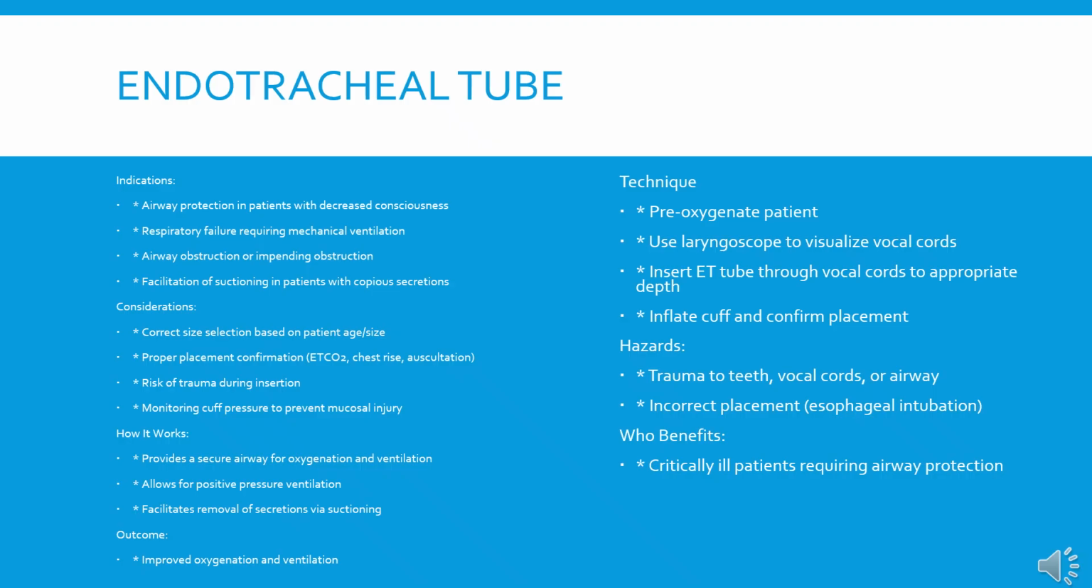How it works is provides secure airway for oxygen and ventilation, allows for positive pressure ventilation. Outcome: improved oxygenation and ventilation. In technique, you want to pre-oxygenate the patient, use the laryngoscope to visualize vocal cords, insert ET tube through vocal cords to appropriate depth, and then inflate cuff to confirm placement. A couple hazards you want to look out for are trauma to teeth, vocal cords, or airway, incorrect placement, esophageal intubation. And who benefits are critically ill patients requiring airway protection.